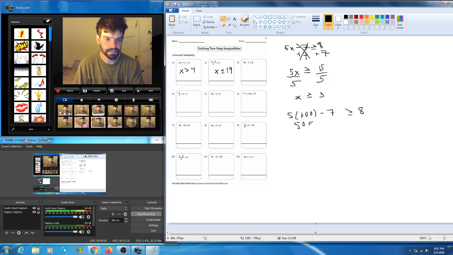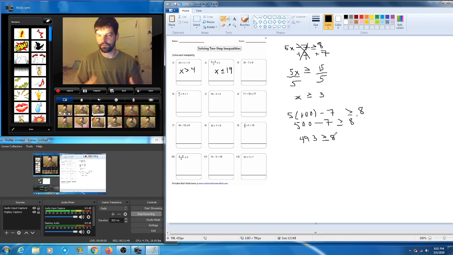500 minus 7 is greater than or equal to 8. 493 is definitely greater than 8. So you can kind of see what I mean by when you choose values to make sure they work, sometimes it's not a bad idea to just go way out there in whatever direction you need to, just to make sure that your solution works. So it never hurts. So this is going to be x is greater than or equal to 3.